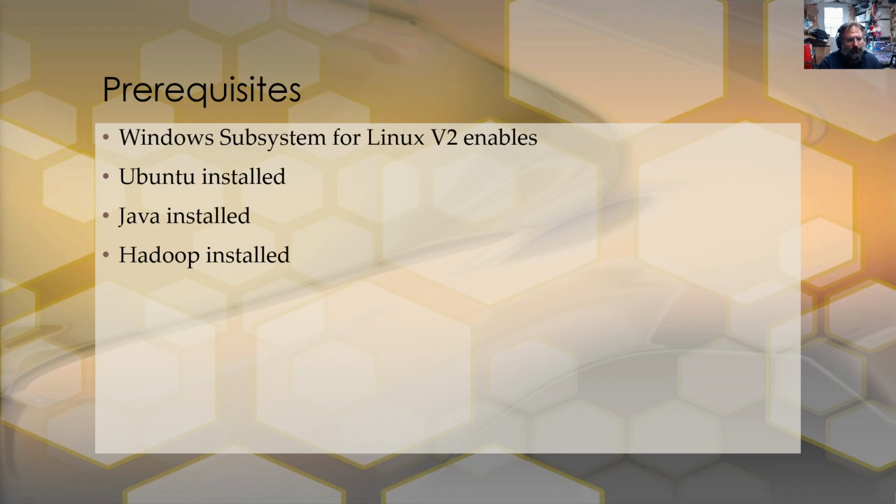So your prerequisites, you guessed it, you need to have Windows Subsystem for Linux version 2 enabled. That is the most current version. If you're running a reasonably recent release of Windows, it is likely enabled. So keep that in mind. You likely already have it. If not, it wouldn't be a real big deal to get it.